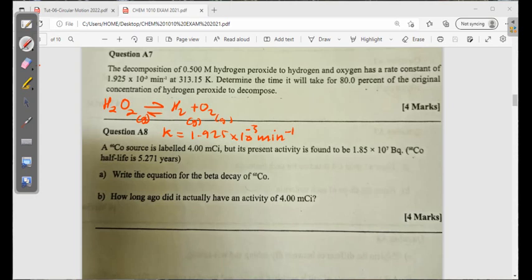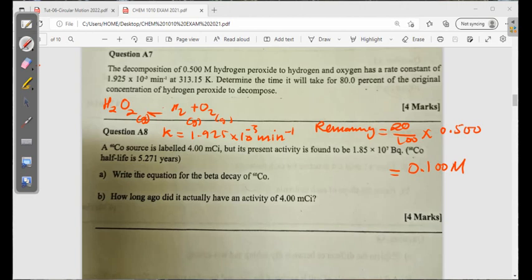Now determine the time it will take for 80% of the original concentration of hydrogen peroxide to be decomposed. If 80% is decomposed, how much percentage remains? 20. So 20% has remained, and we know the concentration that was there initially. What is remaining is simply 20 out of 100 of what was present initially, which is 0.500. So 20 divided by 100, multiplied by 0.5, is just 0.100 molar.